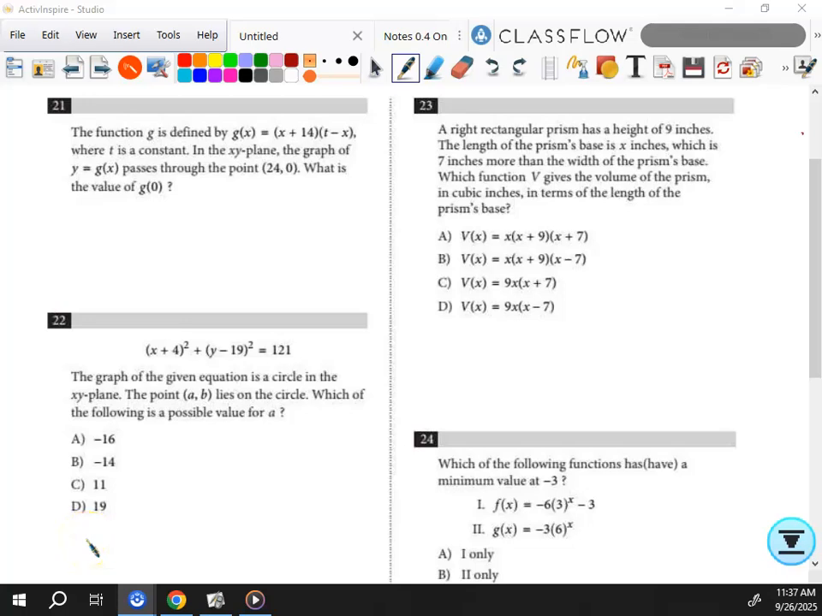All right, so 21. The function g is defined by g of x. Then we're passing through the point 24, 0. What's the value of g of 0?